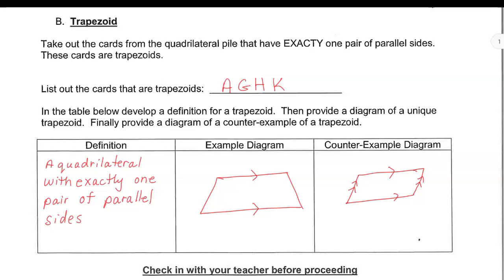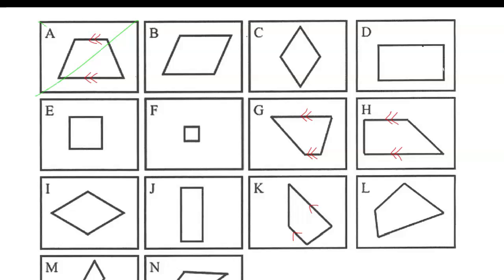What we're going to do now is set aside the cards that are trapezoids. So let's do that. I'm going to take out this card, this card, this card, and this card. I also want you to remove cards L and N. Card L is a quadrilateral with no parallel sides, and N is also a quadrilateral with no parallel sides.